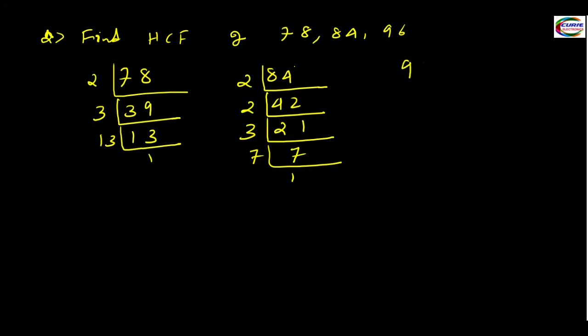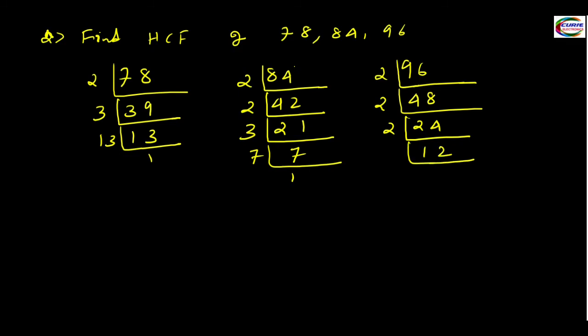Now what is the third number? 96. In this 96, it's an even number, so I'll divide by 2. 48. Again I'll divide by 2. 24. Again I'll divide by 2, so I'll get 12. Again divide by 2, I'll get 6. Again divide by 2, I'll get 3. Then I'll divide by 3, I'll get 1. Now all the numbers we have factorized.